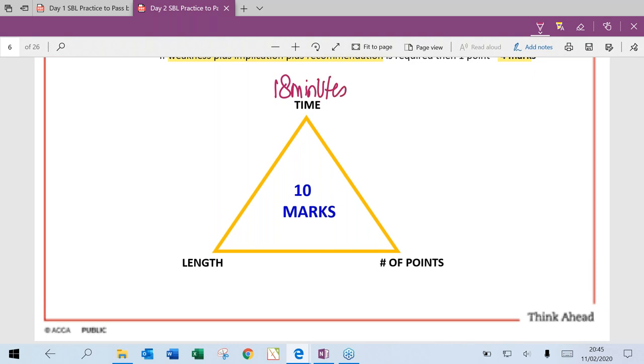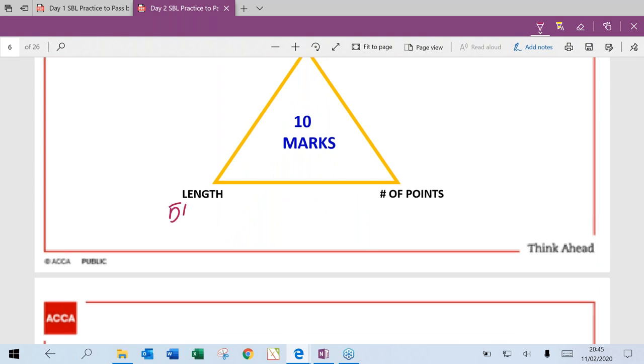What should be the length of your answer for 10 marks? How many lines excluding the format? Perfect, 50 lines in total, right? Now, this 50 lines could be 40, 45, or it could be 55 to 60. But not less than 40 and not more than 60. Ideally, 50 lines, plus minus 5 lines here or there doesn't make a difference.